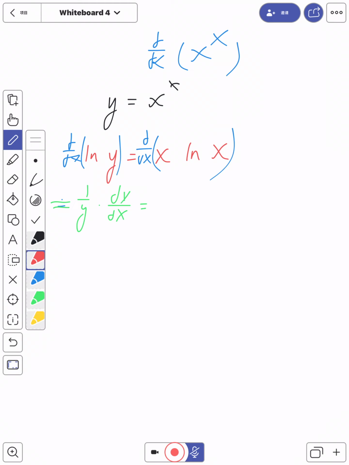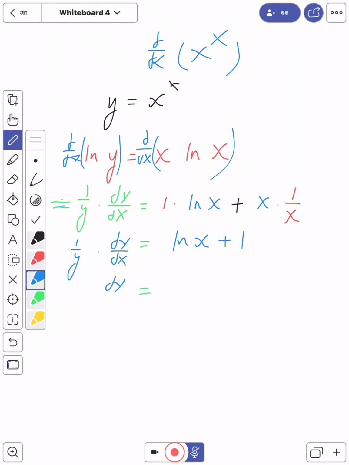On the right side, if you use the product rule, you'll first take the derivative of the left factor times ln of x, and then plus x times 1 over x, which is essentially going to be equal to ln of x plus 1. So that is what 1 over y times dy over dx is equivalent to.